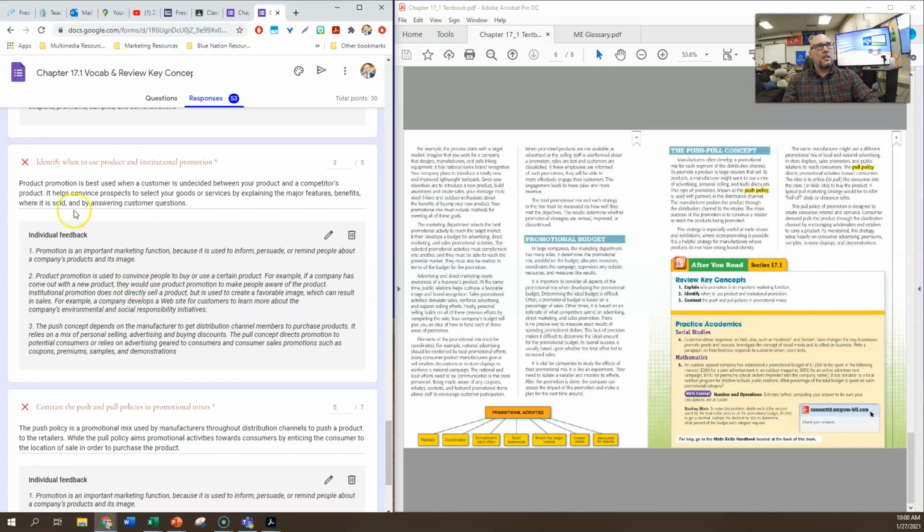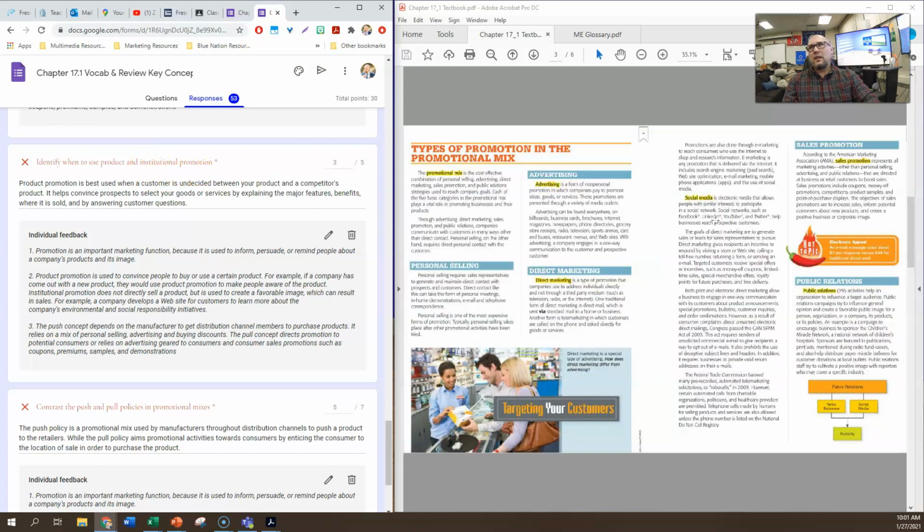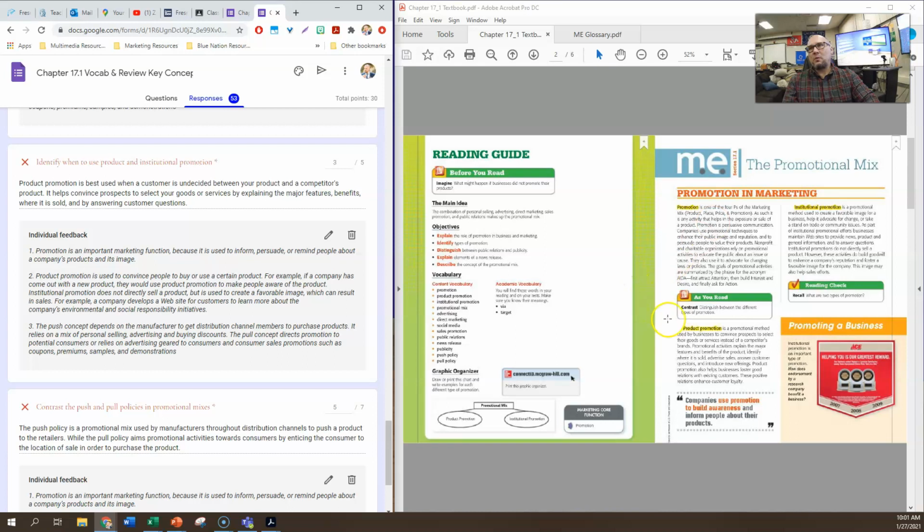On the second question, identify when to use product and institutional promotion. You'd want to go back and read up on product promotion and institutional promotion so that you know the difference. It's asking you to identify when to use these, so you have to compare and contrast a little bit. Product promotion is used to convince people to buy or use a certain product. For example, if a company has come out with a new product, they would use product promotion to make people aware of the product. Institutional promotion does not directly sell a product, but it is used to create a favorable image which can result in sales.